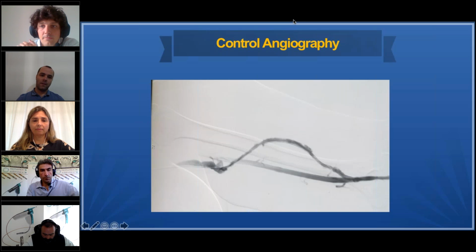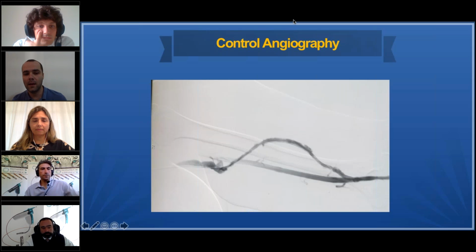This is a picture of the initial angiography. Some filling defects are common to find. Don't worry about them. In this specific case, I passed the Rotarex again, and afterward I did the angioplasty, stent deployment, and the final angiography.